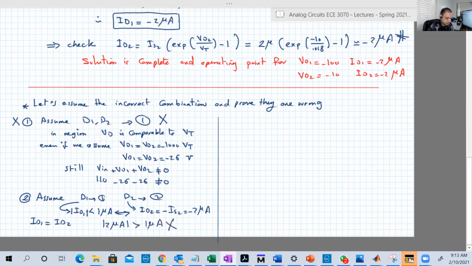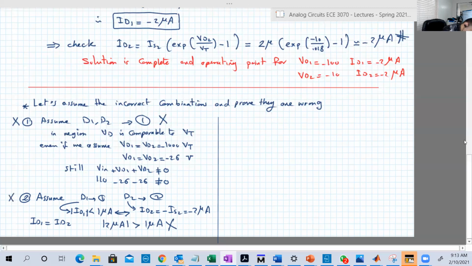So this is again wrong, because assuming that D1 is in 1 and D2 is in 2 will lead to an incorrect consequence in which ID1 is greater than 1 microampere. It will be equal to minus 2, as a magnitude 2. 2 is greater than 1, and it should be less than 1. So number 3 is the assumption. This is again a wrong one.